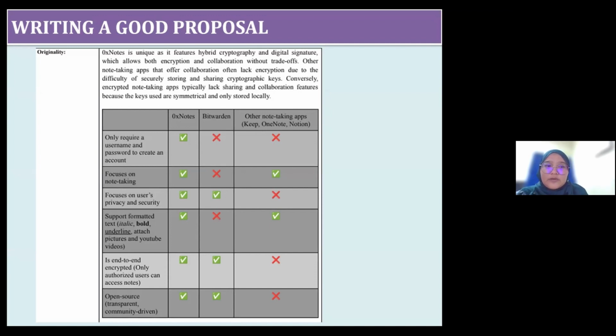Any questions about originality? If you have an existing product previously, those are the ones that you should put as references as well.